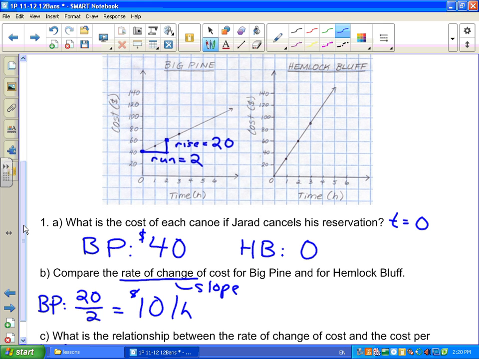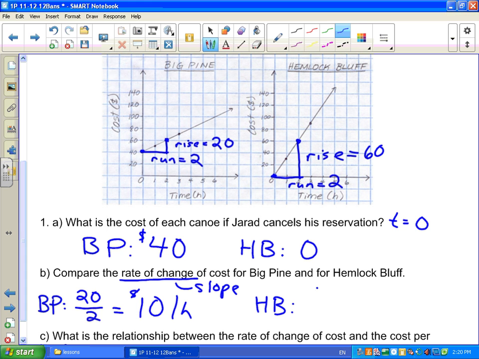Now we want to do the same thing for Hemlock Bluff over here. Okay. Let's take 2 points again. Take here and here, and we'll draw our little triangle, and we'll figure out our rise and our run. Between those 2 points, what's our rise going to be there, Drake? Exactly, 60, because we start at 0, we go up to 60. And what's our run going to be between those two, Drake? 2, yeah, because we start at 0 and we go to 2.